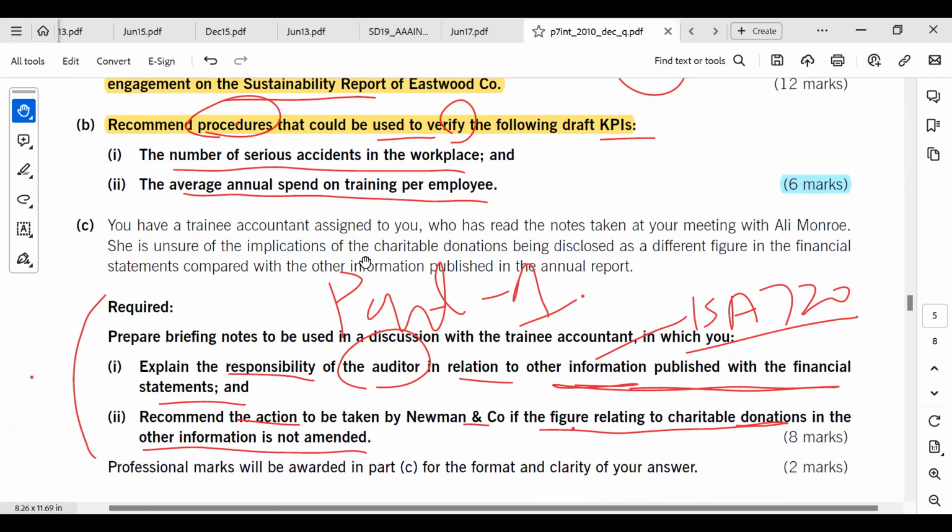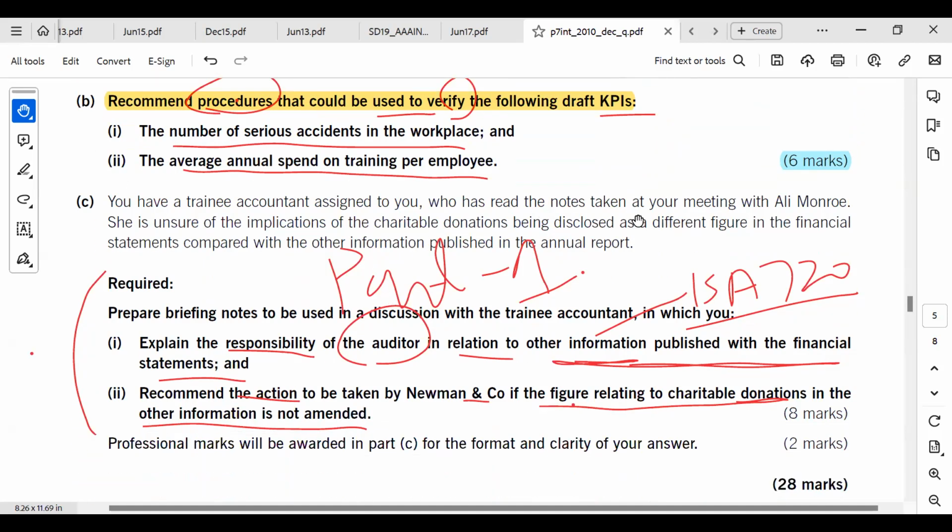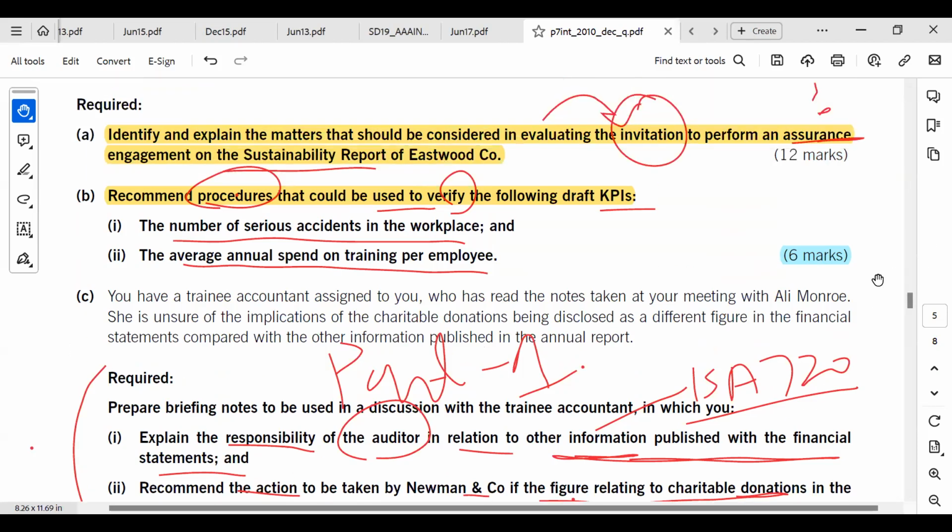And then the C part of this question is about other information in the document containing the financial statements. Explain the responsibility of the auditor in relation to other information published within the financial statements. So that is more about ISSA 5000. So both the part 1 and the part 2 are being examined in this December 10 paper. Just get hold of this December 10 paper from Google if you are not my registered student. If you are a registered student, you already have access to this question paper, and I have done this as part of my debriefing for the part 1 and part 2 article.